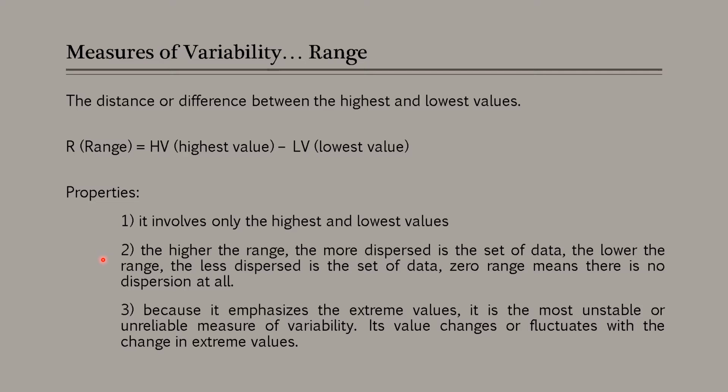Its properties include that range involves only the highest and lowest values, and thus is easy to determine. The higher the range, the more dispersed is the set of data, and the lower the range, the less dispersed is the set of data. If the range is 0, the data are not dispersed at all. Because it emphasizes the extreme values, it is the most unstable or unreliable measure of variability. Its value easily changes or fluctuates with the change in extreme values.